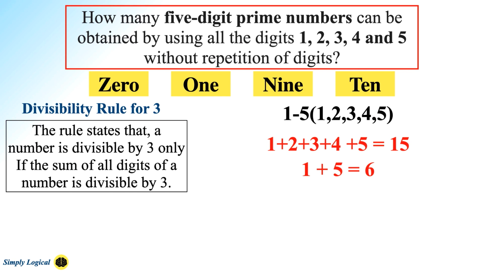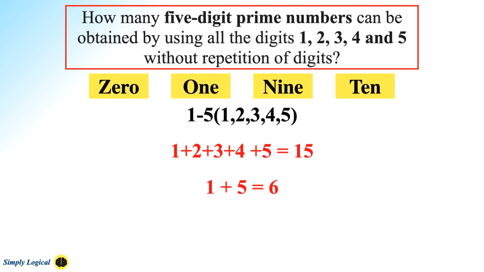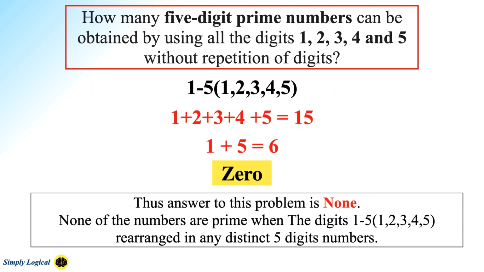Since 6 is divisible by 3, regardless of the arrangement of the 5 digits from 1 to 5, in whatever way, that number will be divisible by 3. Thus, there are more than 2 factors for any arrangement of digits. If the number has more than 2 factors, then the number is not a prime number. So the answer to this problem is none. None of the numbers are prime when the digits 1 to 5 are rearranged into distinct 5-digit numbers.